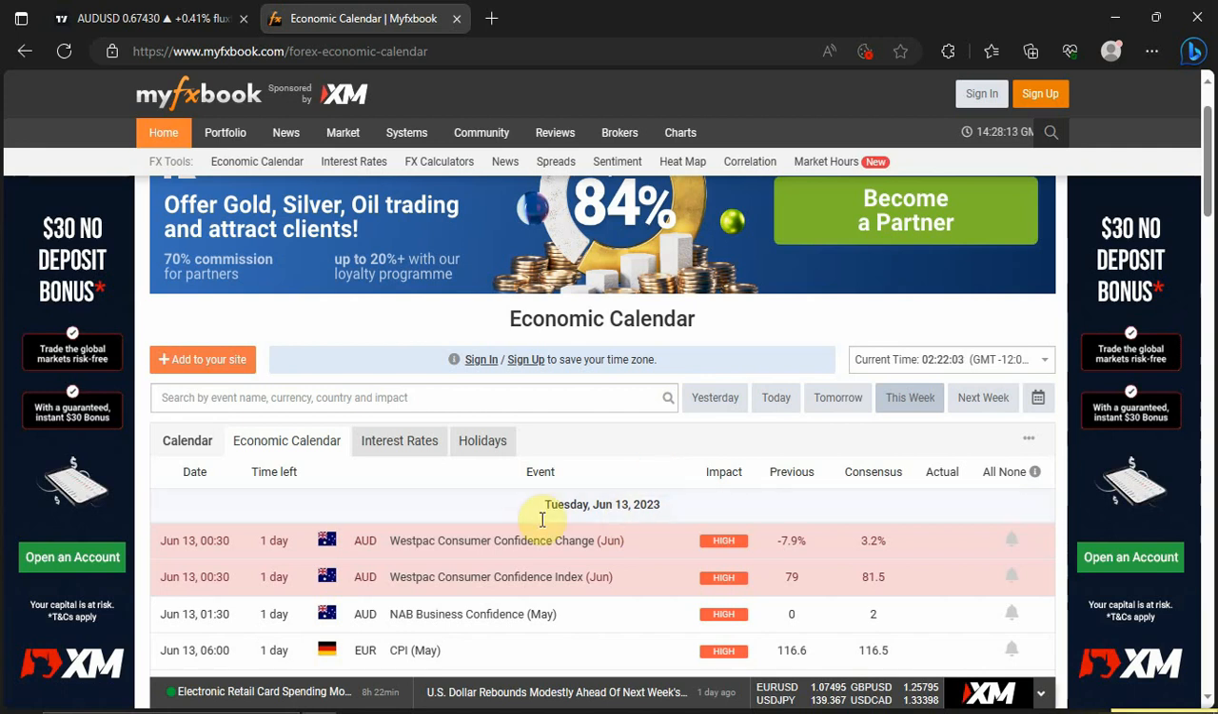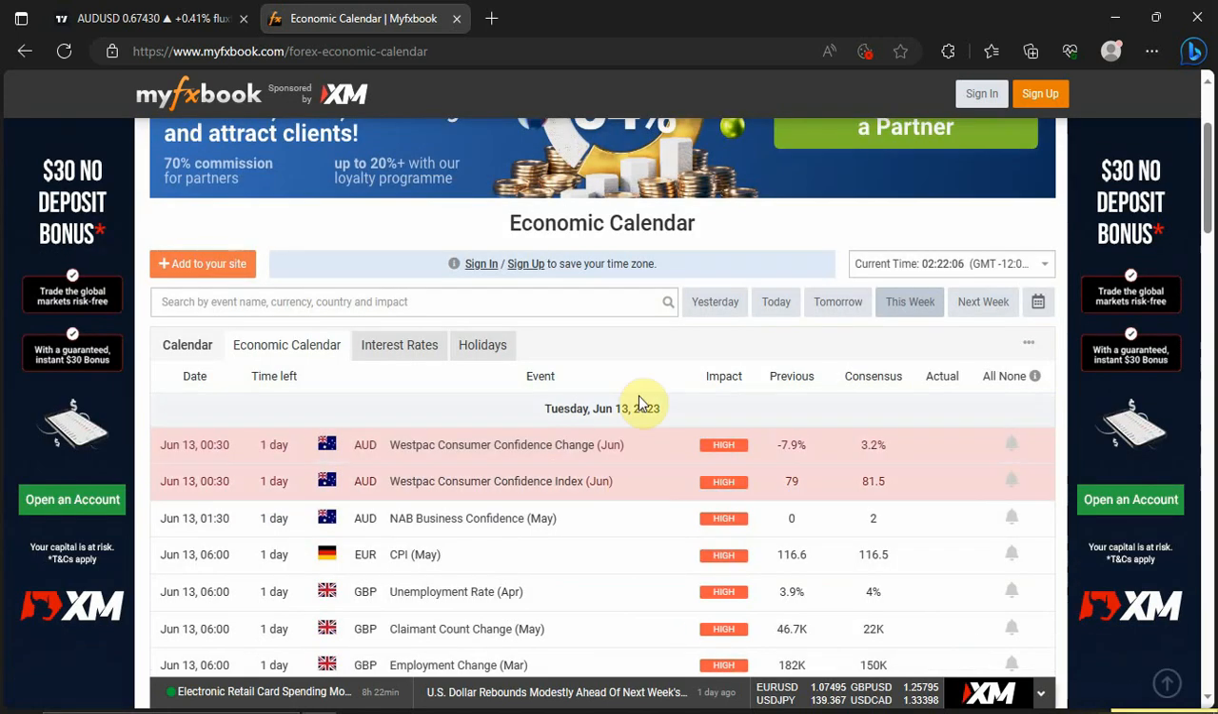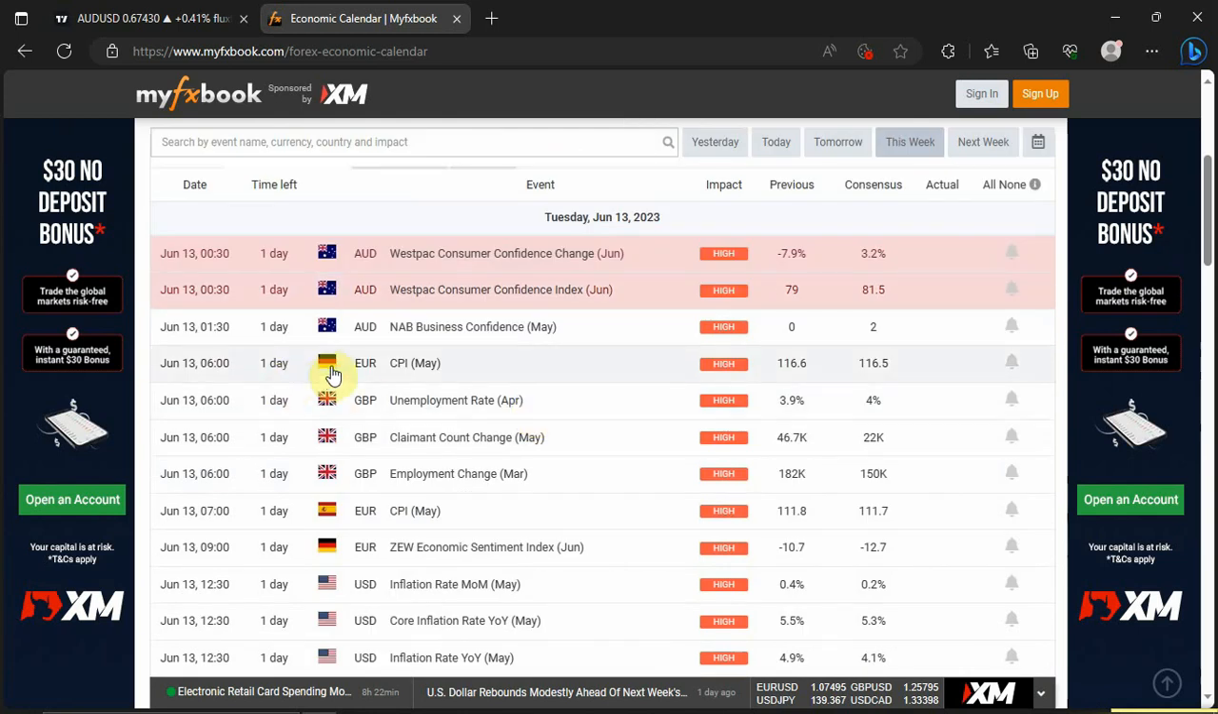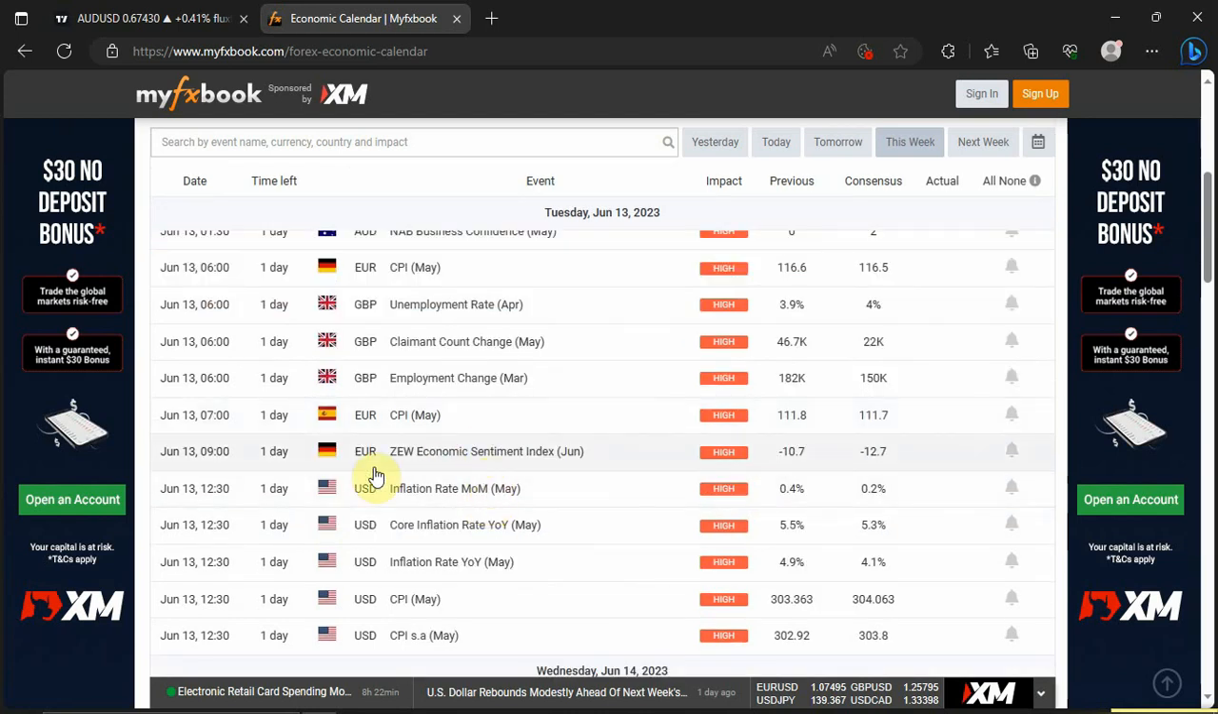So for the economic news calendar, I think we don't have any high impact news on Sunday and Monday. But Tuesday, we have high impact news for Australia, that is their consumer confidence. And then we also have Euro CPI, right? Yes, CPI for Germany. And you also have GBP unemployment rate and employment change. And we have CPI for Spain, which is also part of Euro. And then we have the Germany economic sentiment index.